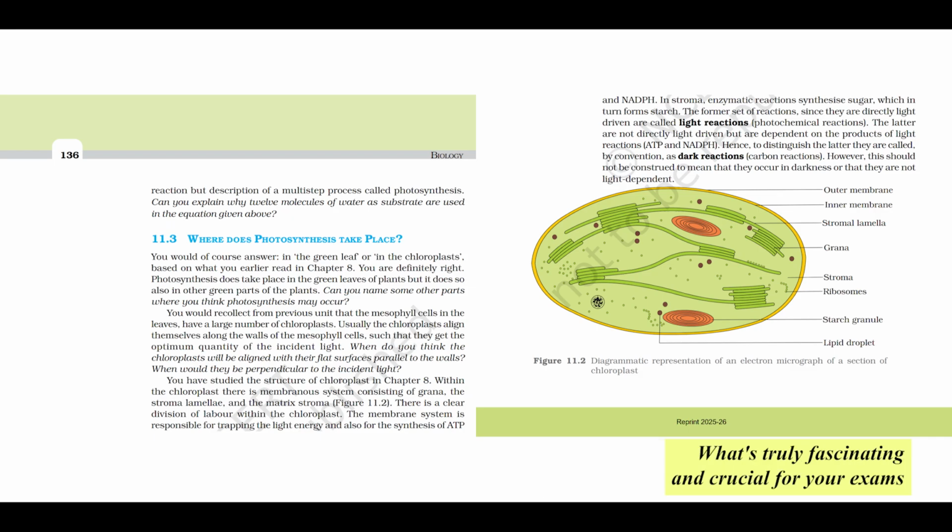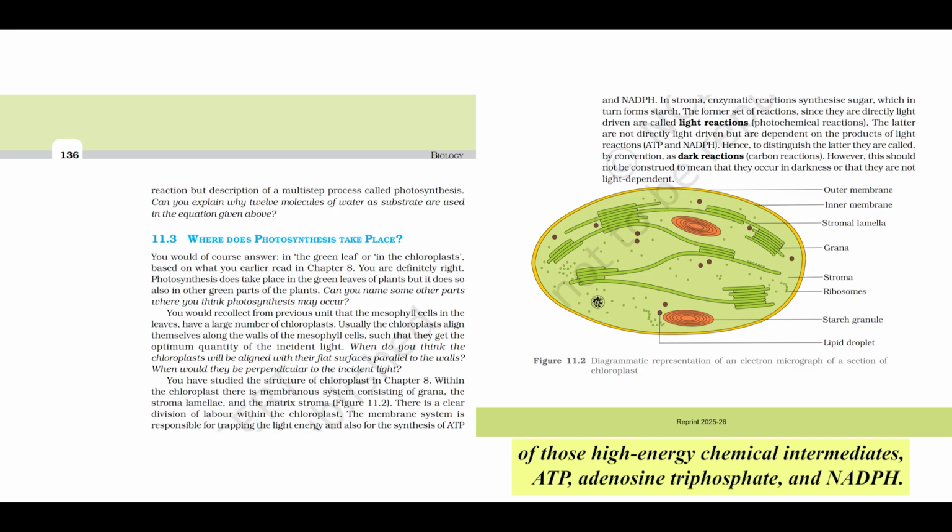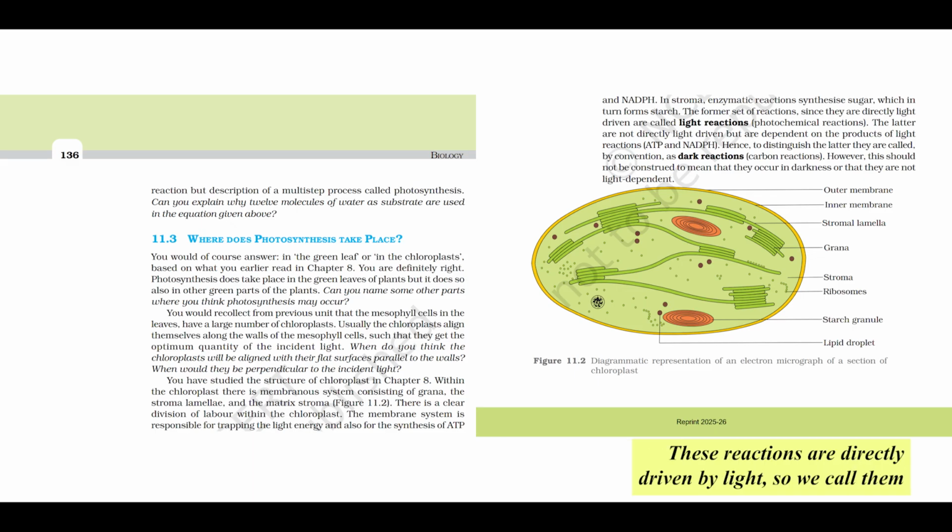What's truly fascinating and crucial for your exams is the clear division of labor within the chloroplast. The membranous system, so the thylakoids, the grana, the stroma lamellae, is entirely dedicated to trapping light energy. This is where the initial energy conversion happens, leading to the synthesis of those high-energy chemical intermediates, ATP, adenosine triphosphate, and NADPH. These reactions are directly driven by light, so we call them the light reactions, or sometimes the photochemical reactions.